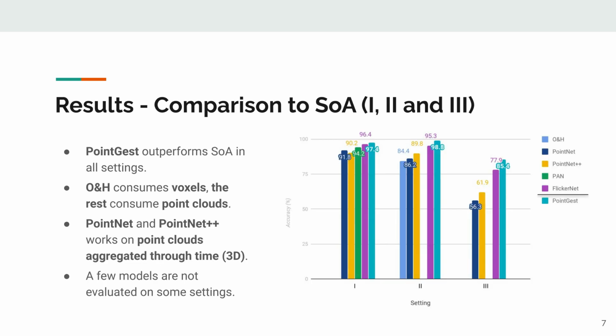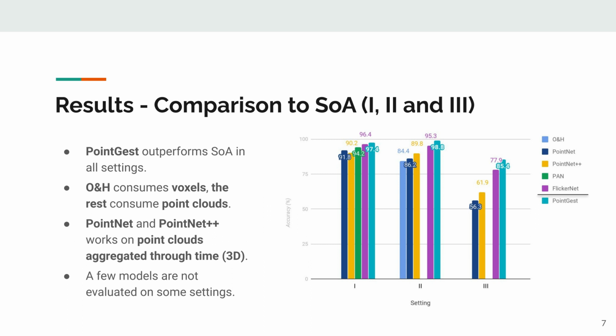The comparison of the state-of-the-art models and PointGest is shown in this chart. ONH consumes voxels, but the rest of the models consume point clouds. Furthermore, PointNet and PointNet++ models treat the gesture recognition task as a 3D shape classification task. Since they cannot explicitly model the temporal dependency in the data, we simply aggregate the gestures through time and feed them as a 3D point cloud to these two models.